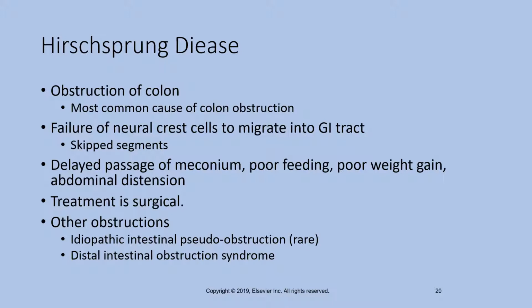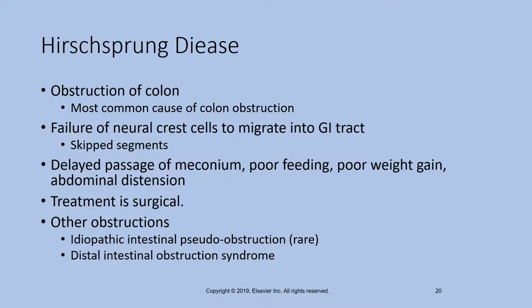Hirschsprung's disease is obstruction of the colon, the most common cause of colonic obstruction in children. It is caused by a failure of the neural crest cells to migrate into the GI tract, skipping segments. Signs are delayed passage of meconium, poor feeding, and poor weight gain. Surgical treatment is the best way to treat this.